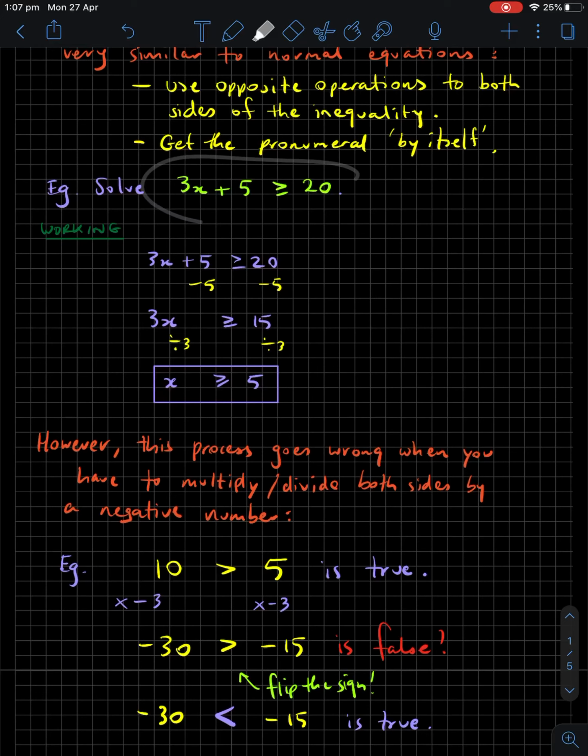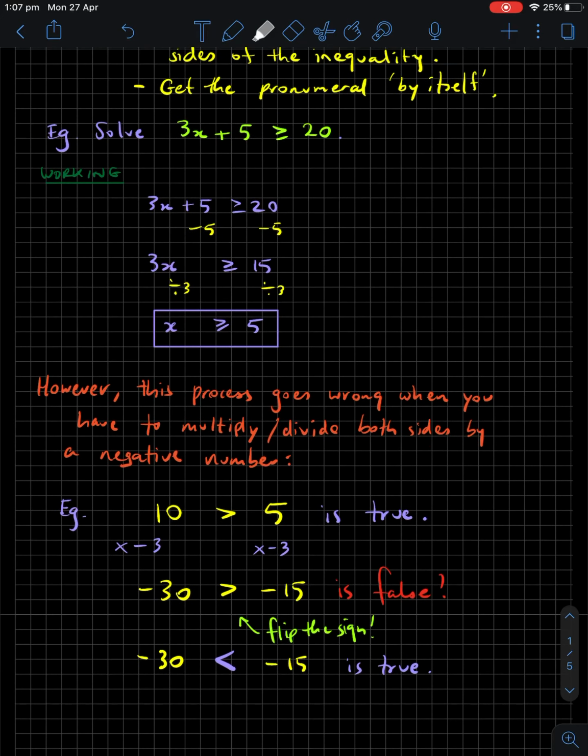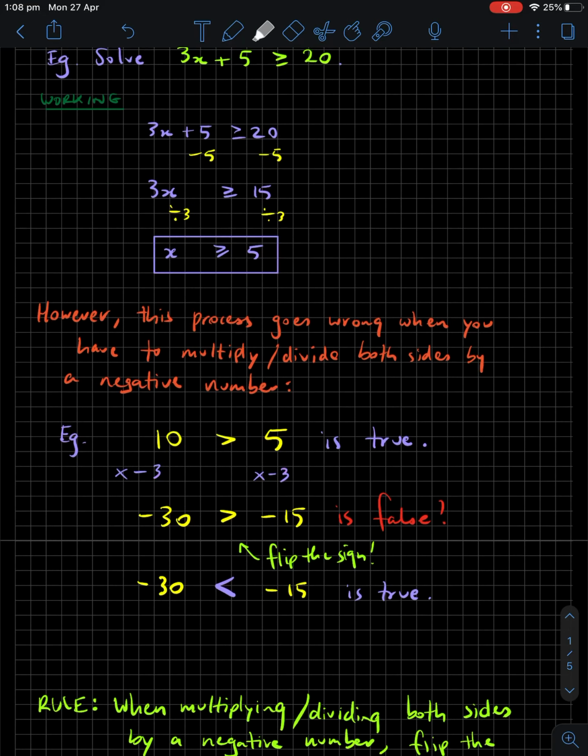Okay, so an example is here. When you're solving this one, we're getting this x by itself. So first up, we rewrite the equation, or the inequation in this case, and we want to get this x by itself. Well, we're going to move the plus 5 first by minusing 5 from both sides, and then we're going to get rid of this 3 here by dividing both sides by 3, and we get that 15 divided by 3 equals 5. So we get x by itself.